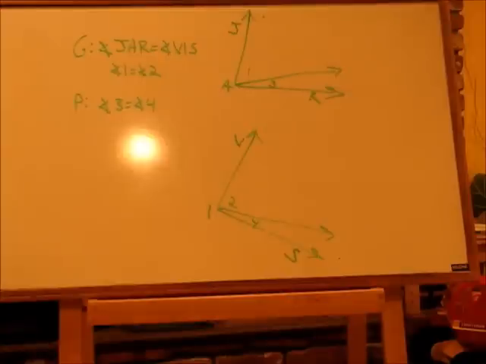But you can see I've got the two larger angles equal. Angle JAR is equal to angle VIS. I've got angle 1 equal to angle 2. We're trying to prove angle 3 is equal to angle 4. And I bet you can use the last proof as sort of a blueprint as to what you want to do with these angles. So copy that down. Again, try and have that ready for Thursday.